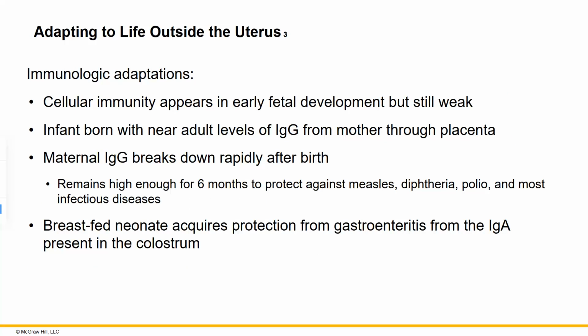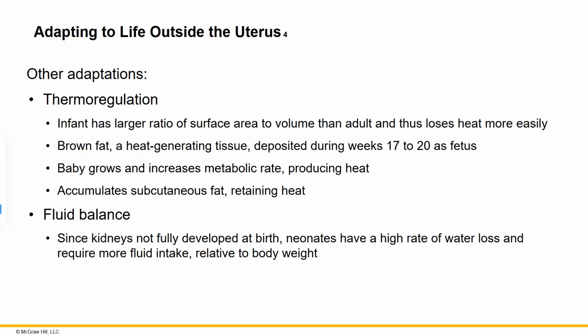Immunological adaptation: cellular immunity appears in fetal development, but it's still weak. An infant is born with near adult levels of IgG from the mother through the placenta. Maternal IgG breaks down rapidly after birth, but it remains high enough for 6 months to protect against measles, diphtheria, polio, and most other infectious diseases. A breastfed neonate acquires protection from gastroenteritis from the IgA present in colostrum. Other adaptations: thermal regulation, so they're able to regulate their body temperature better. Fluid balance: their kidneys are in full function.